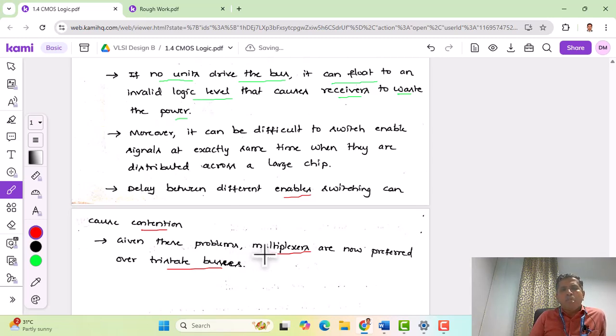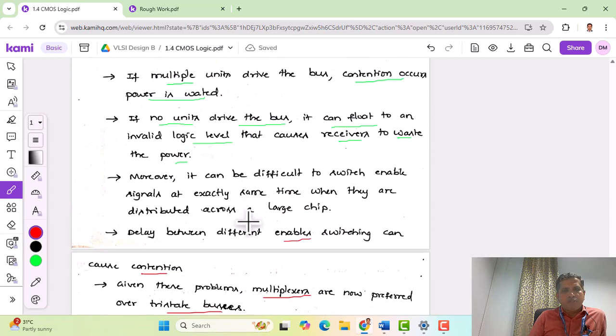That's all about the pass transistors and the transmission gate. And lastly, we discussed the tri-state buffers.